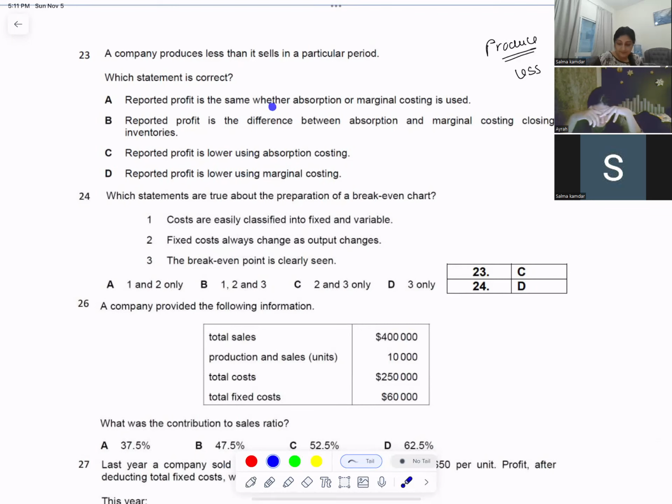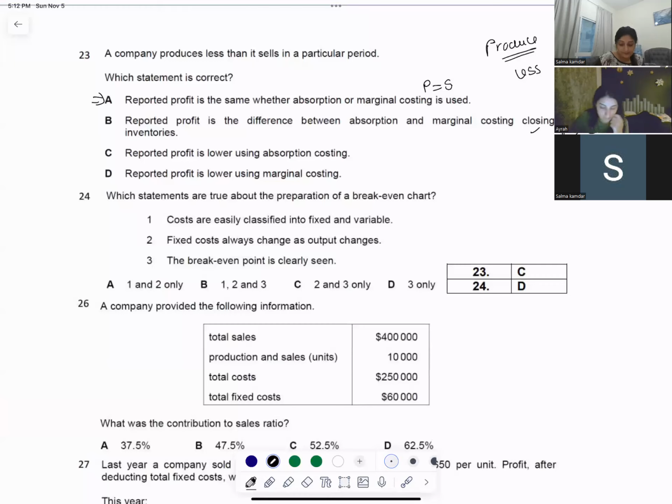Reported profit is the same whether absorption or marginal costing is used. When can this happen? Only when the amount you've sold is the same as the amount you've produced. So this is not there. Next. Reported profit is the difference between absorption and marginal costing closing inventories. No, this will also not be correct. So you will have closing inventory. That means you produce more and you sell less.